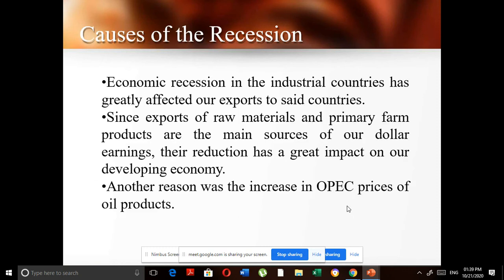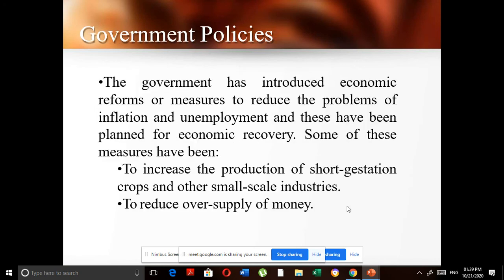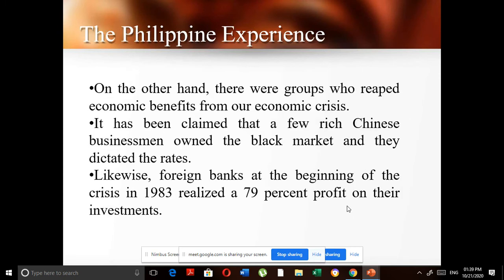So, causes of the recession. You understand what we talked about before? Who wants to explain? Critical thinking. Last one, the Philippine experience. Conclusion. The situation that happened in the Philippines. Who wants to explain to me the Philippines experience, in your own words? We read these two slides, yes? How do you understand these two slides?